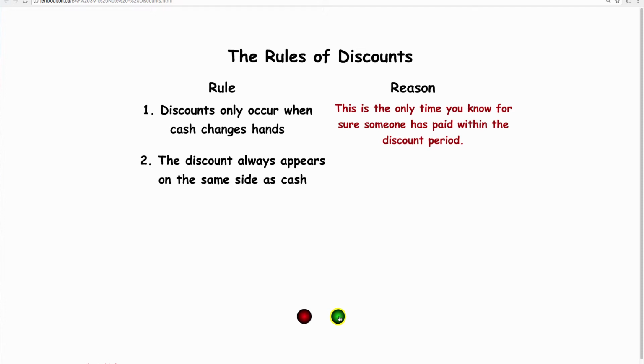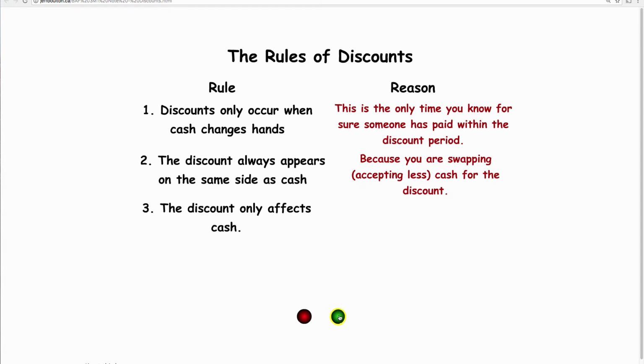So 2, the discount always appears on the same side as cash. This is the part that throws people. They don't know what side it is, debit or credit. Well, it's always on the same side as cash because instead of cash, you're accepting less cash for the discount. So whatever debits were supposed to go in cash now have to go somewhere else, but they're going to be on the same side. They're going to be debits. Or if you're paying and you're getting a discount, then the credits that you would have put in the cash account for paying aren't going to be there. They've got to go somewhere else. So they go into a purchase discount account. You're accepting, for example, on a sale to a customer, less cash for the discount. So the discount has to be on the same side as cash because you're swapping the value for cash to the value for discount.